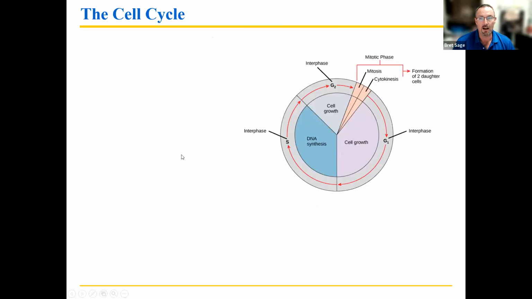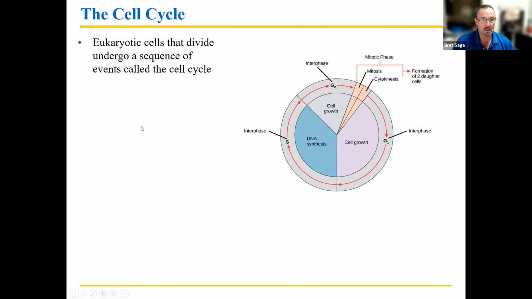Okay. All right. This is a figure directly from your text. This shows the cell cycle. Eukaryotic cells that divide undergo a sequence of events called the cell cycle. And you can see that there's gap 1, synthesis, and gap 2. This is all part of interphase. And then the mitotic phase is this little teeny bit right here. Mitosis, which are the other stages besides interphase, and then cytokinesis, which is the physical splitting of the cell.